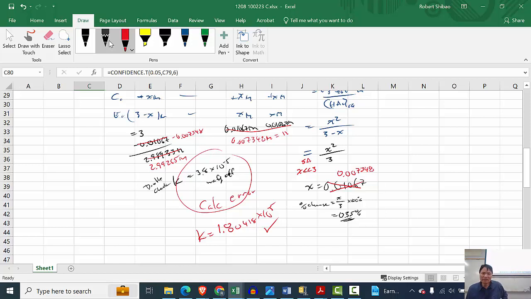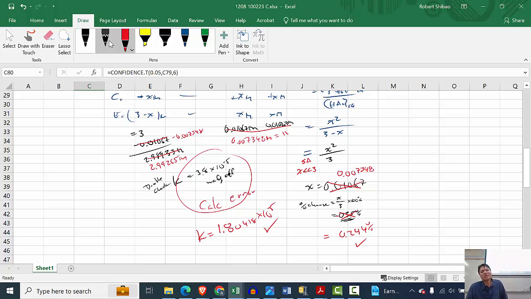I need to make sure I didn't justify. This is a smaller change, so the percent change should be even better. And so the percent change comes out to 0.007348 divided by 3 times 100. 0.244 percent. And so even better.